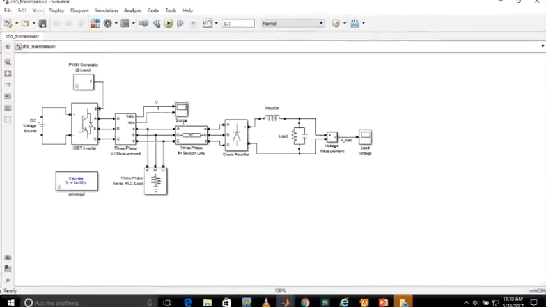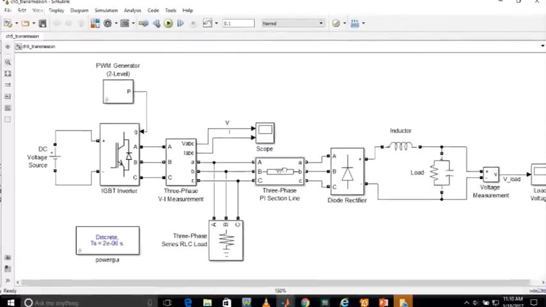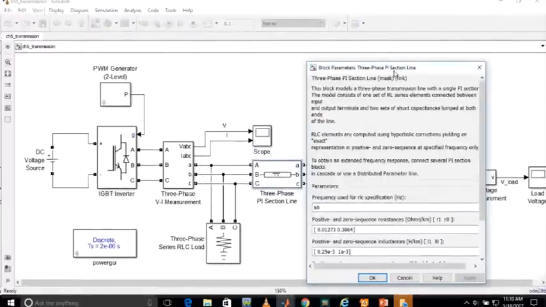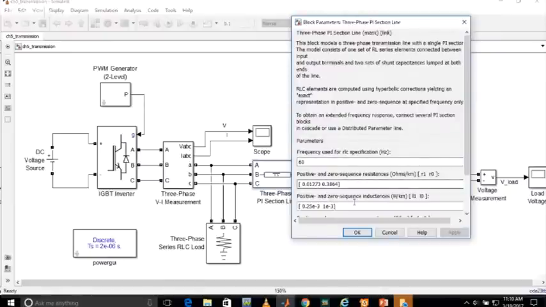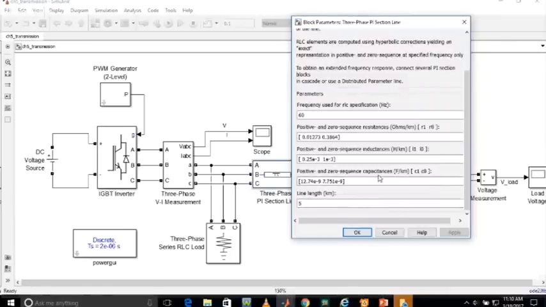This is the circuit in which we are providing the three-phase PI section. In the PI section, we are providing the 60 Hertz frequency, and we are providing the inductance value, resistance value, and capacitance value present in this PI section line. And the line length given is 5 kilometer. According to your requirement, if the line length is 10 kilometer, these values will also change. So if you want to design any circuit or grid system, just find the parameters required by that system and put them here.